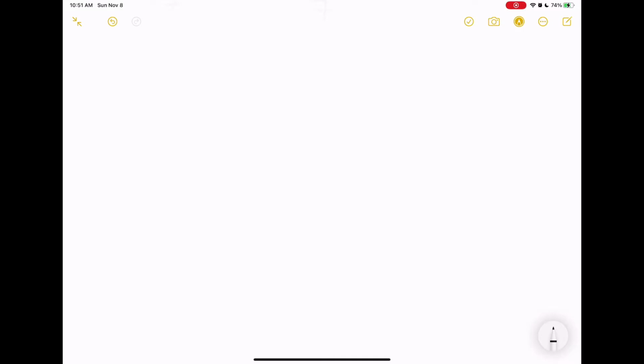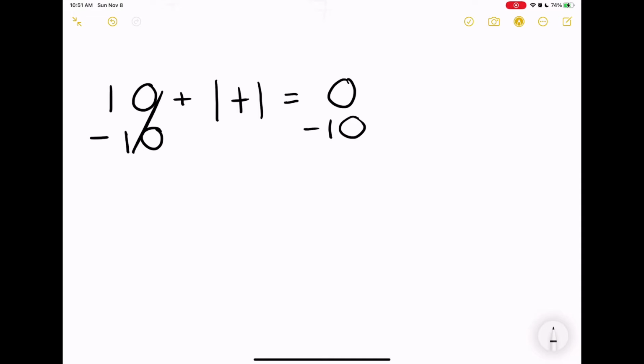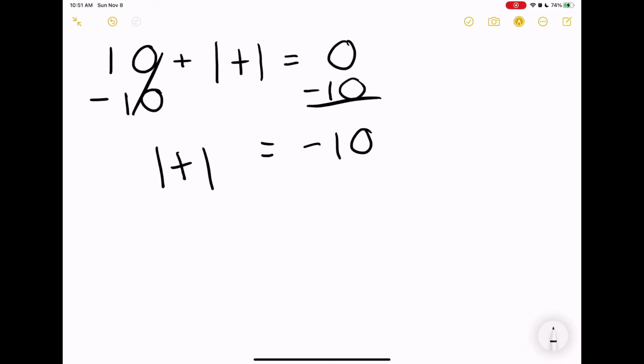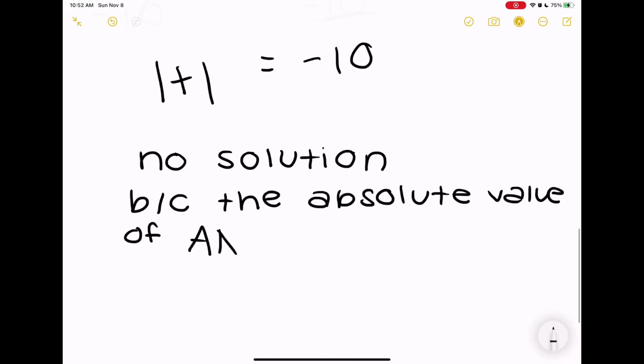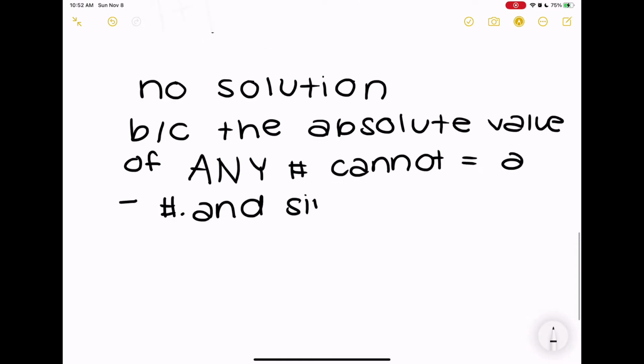So now that we know that everything inside those two bars will become a positive number, how can we use this in an equation with a variable? So let's say we have 10 plus the absolute value of t is equal to 0. Well, we solve this how we would solve any normal equation. First, we want to isolate the absolute value of t, so we subtract 10 from both sides. But in this case, we get the absolute value of t is equal to negative 10. But the answer is actually no solution.